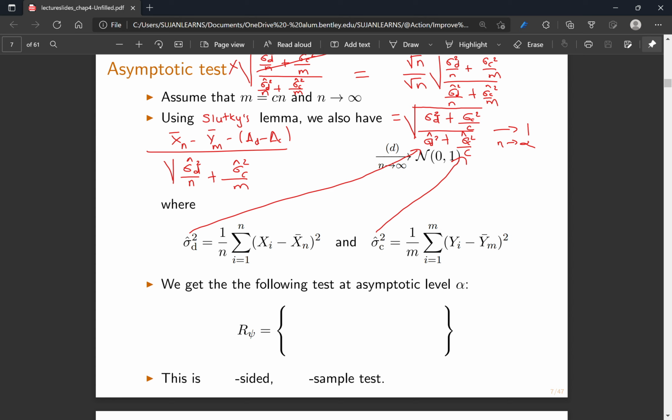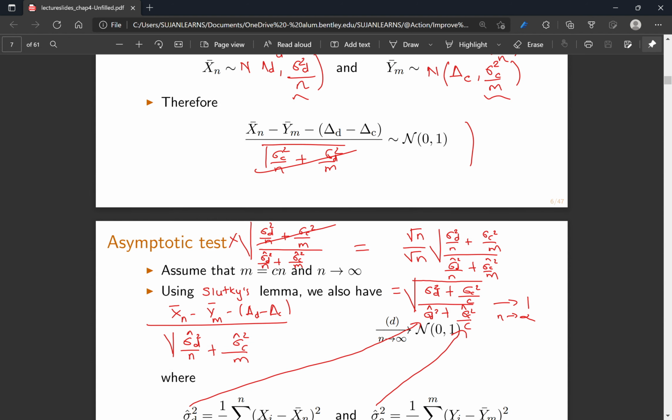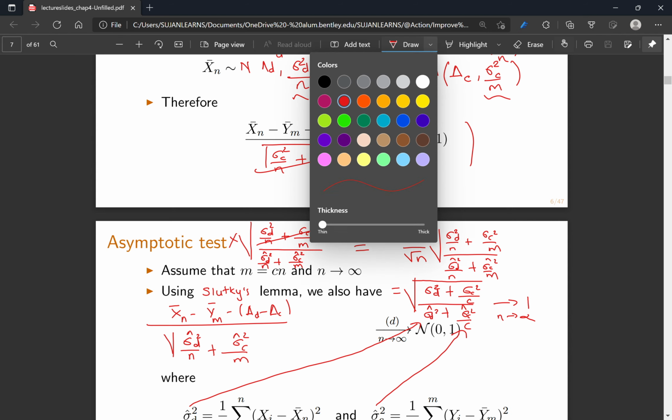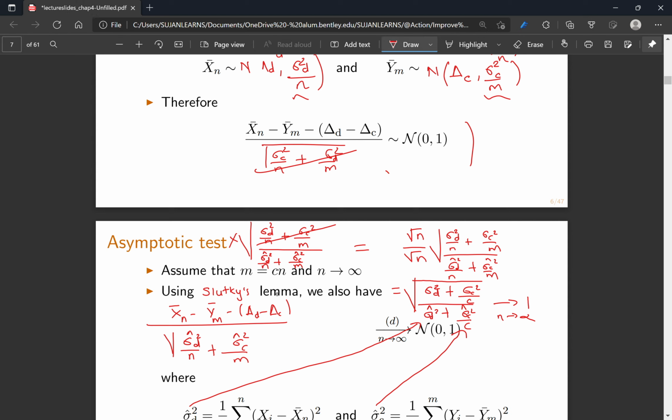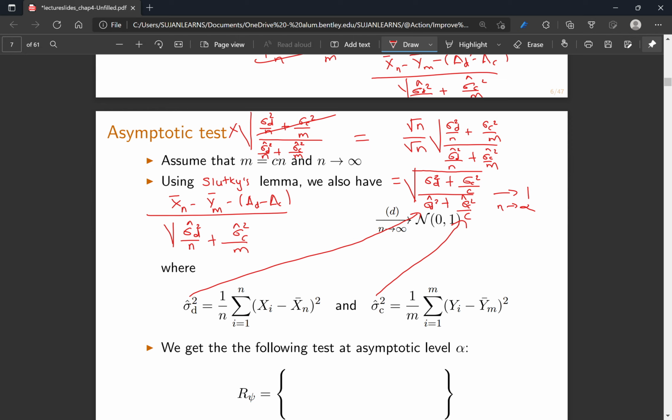In the last session, we established an asymptotic expression, where we had this expression that was equal to x hat n minus y hat m, minus delta d minus delta c, divided by the square root of sigma d squared over n plus sigma c squared over m. This was an asymptotic expression we established last time.